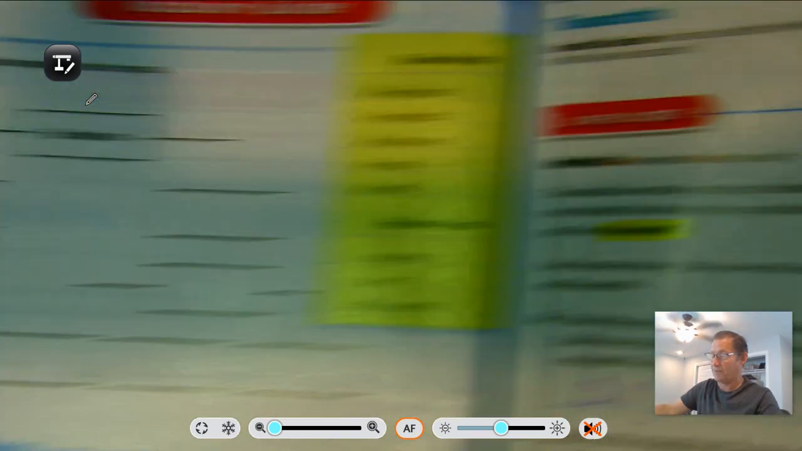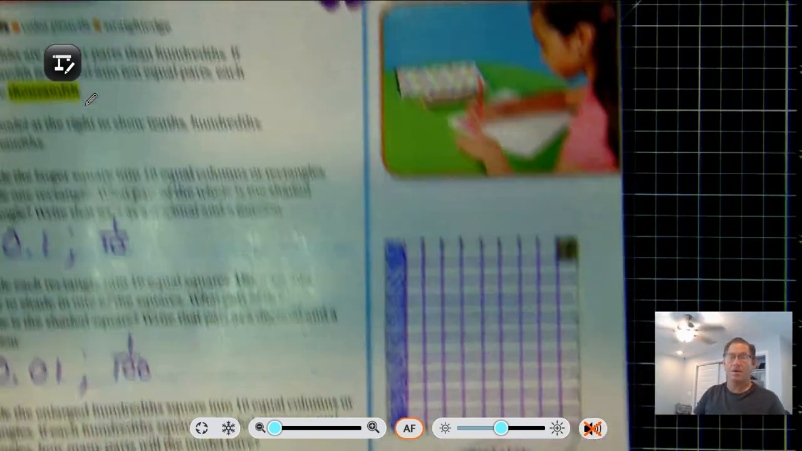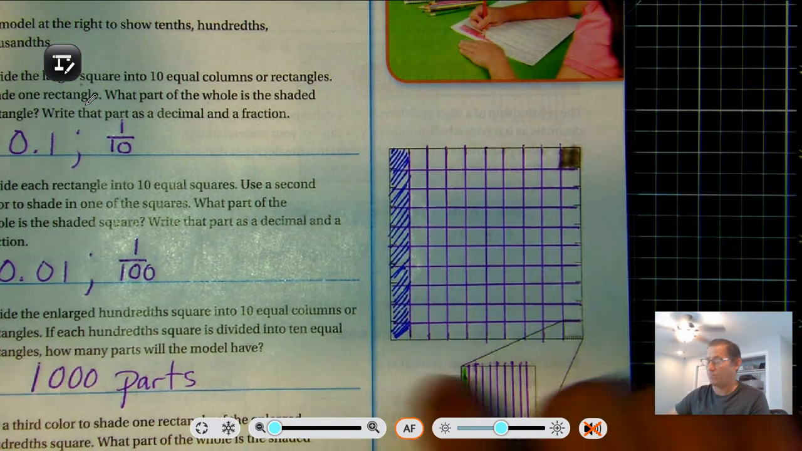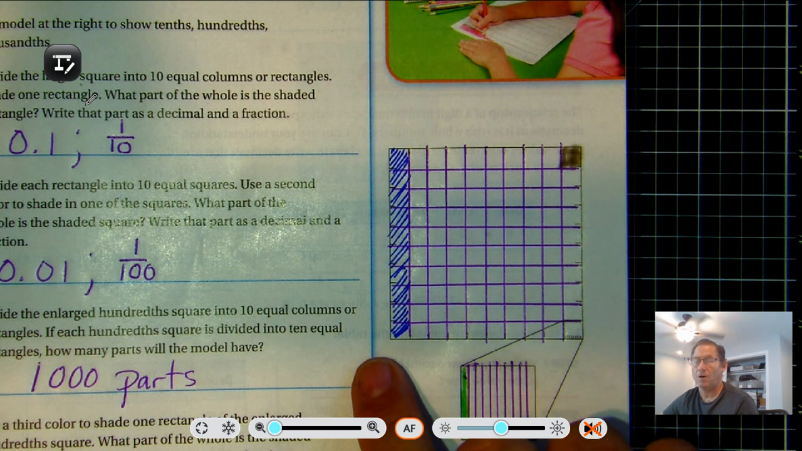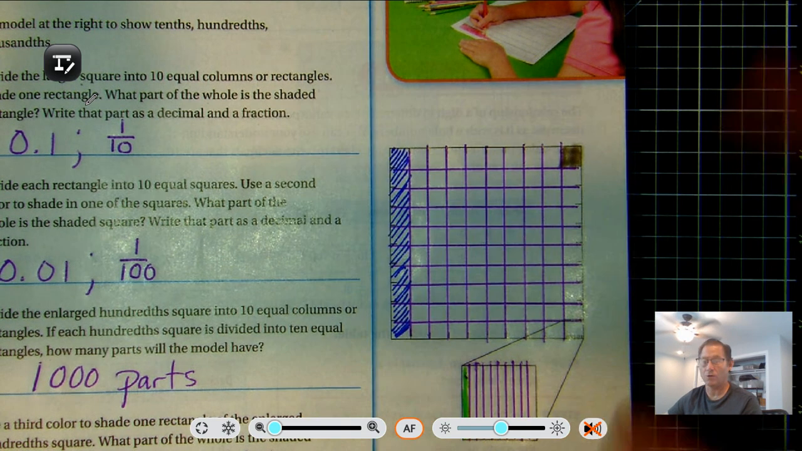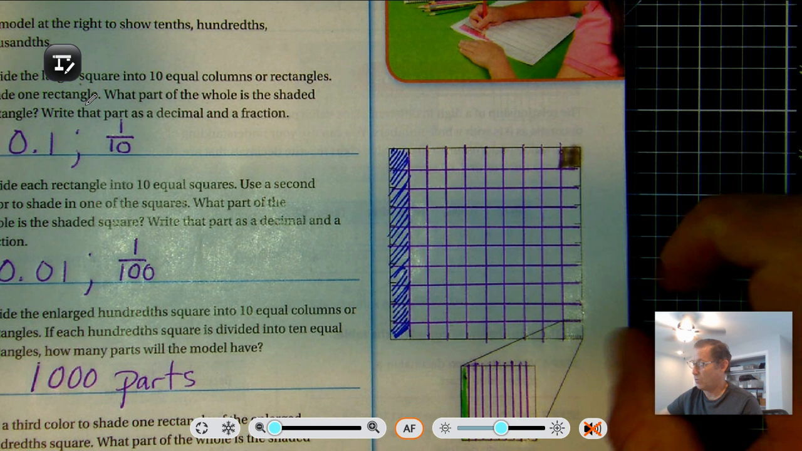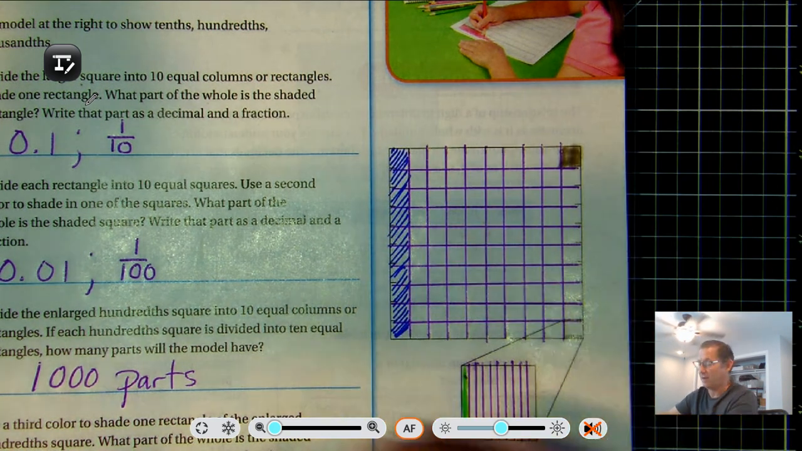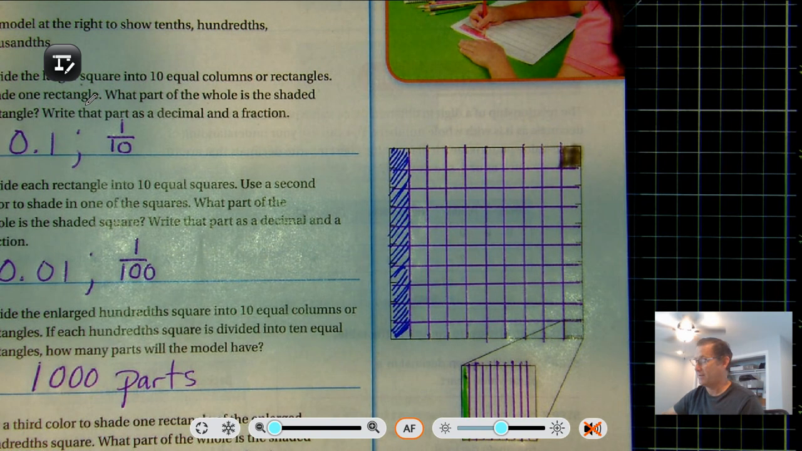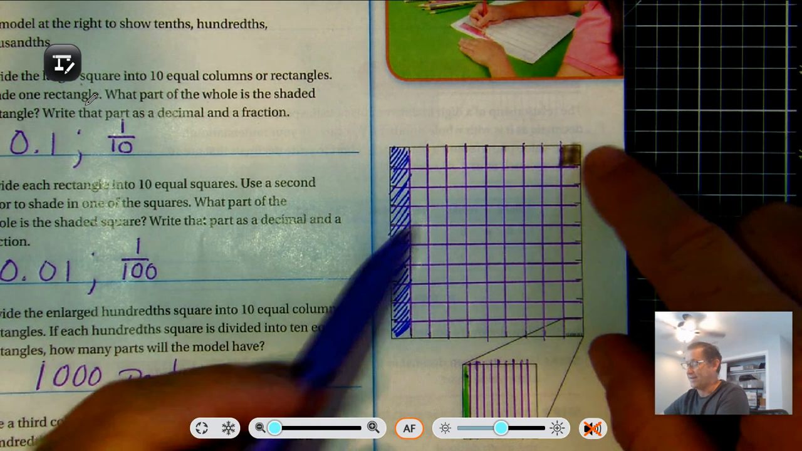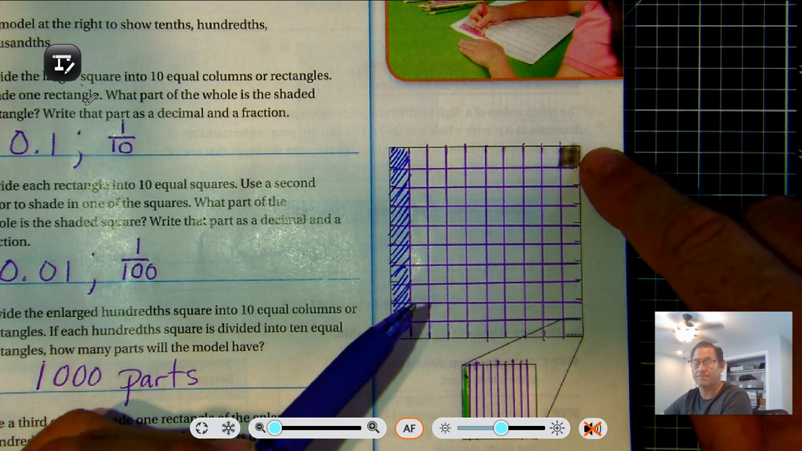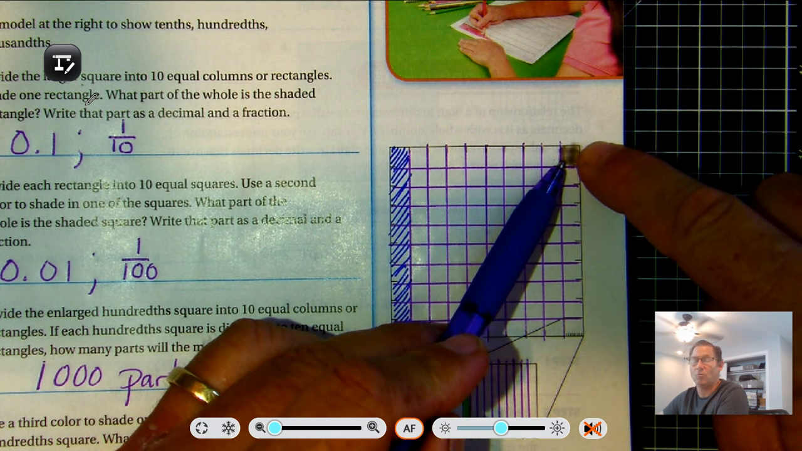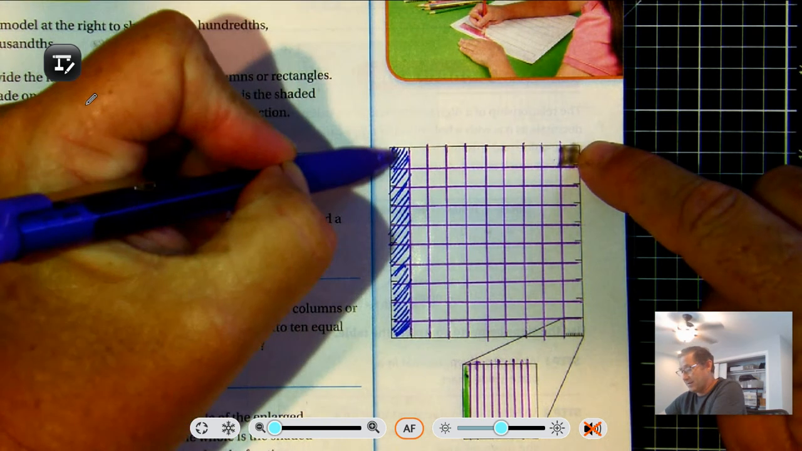Okay, so let's go back to this and look. Before you even drew any column lines, we just had one large square, right? Well, when we broke it into 10 parts, then each section was 1/10 of the larger square. When we then broke it into hundredths, this little square is 1/10 of a tenth.